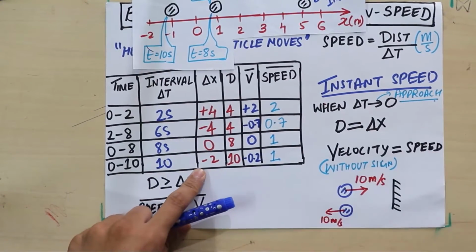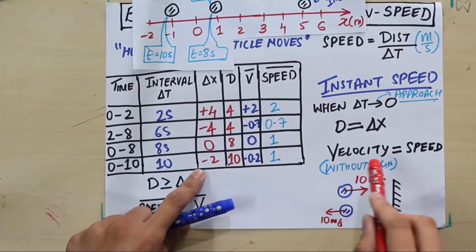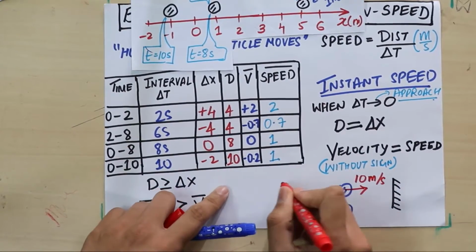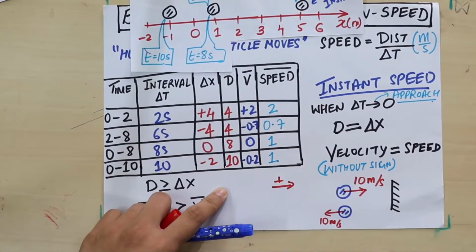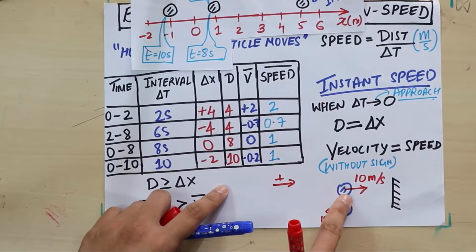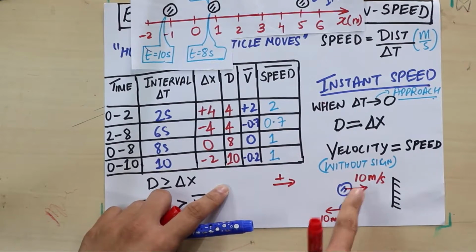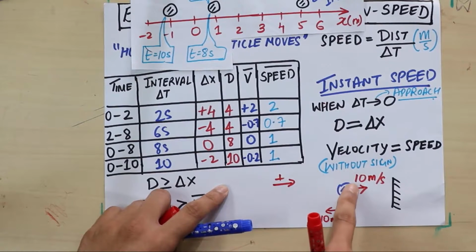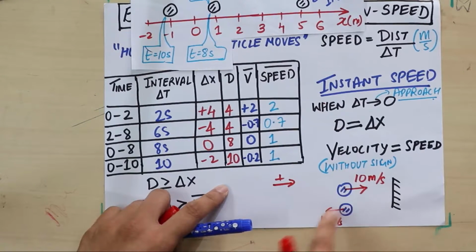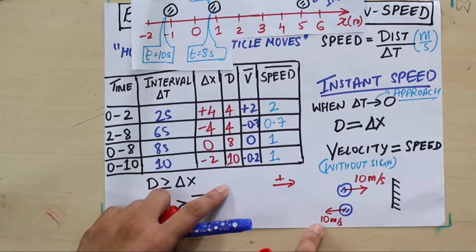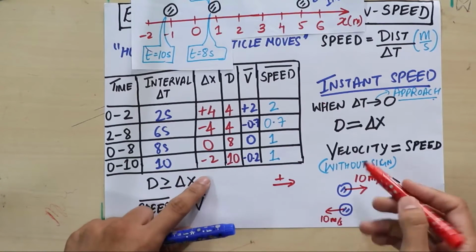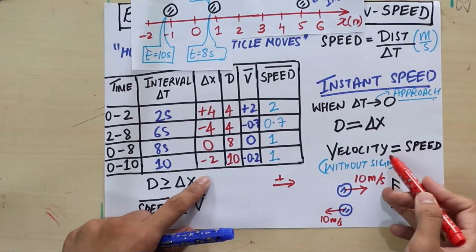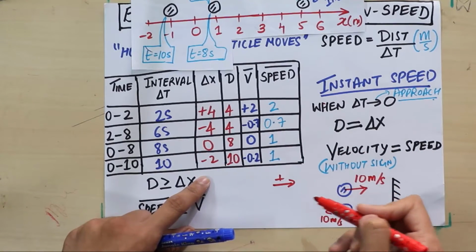Well, velocity has changed because remember, velocity has sign. So you take one direction as positive, let's say you take the right side as positive, then before bouncing the velocity was a positive number, and after bouncing velocity is a negative number. So initial velocity is plus 10, final velocity is minus 10. So velocity has changed. That's what I mean by speed is velocity without sign.